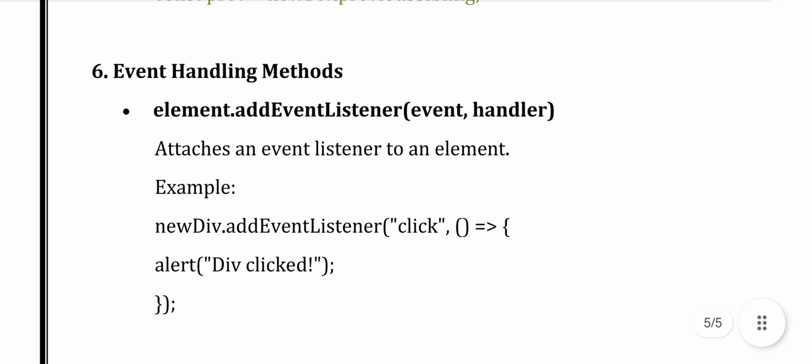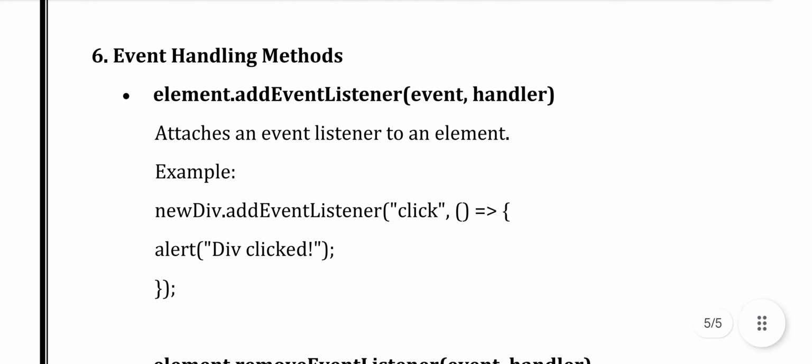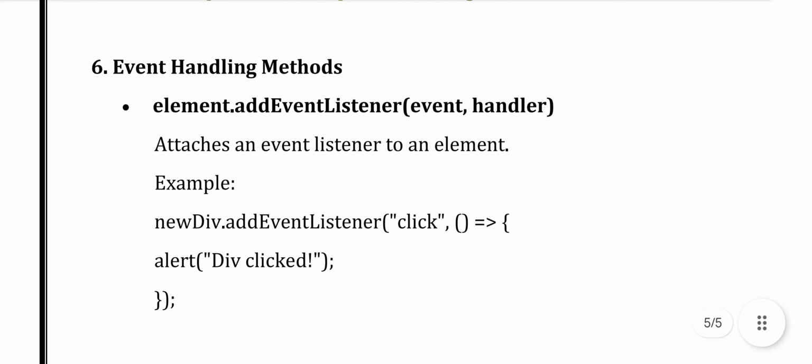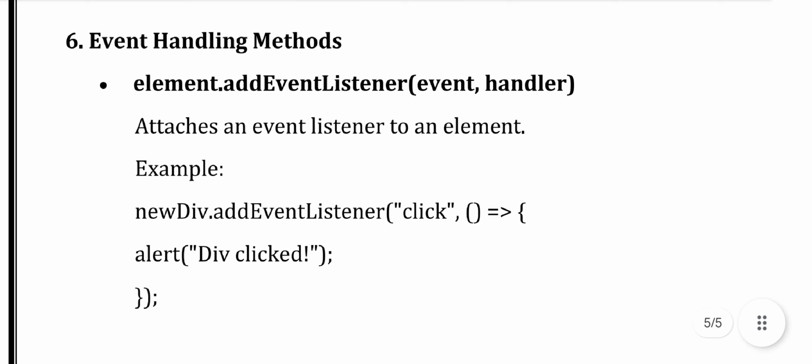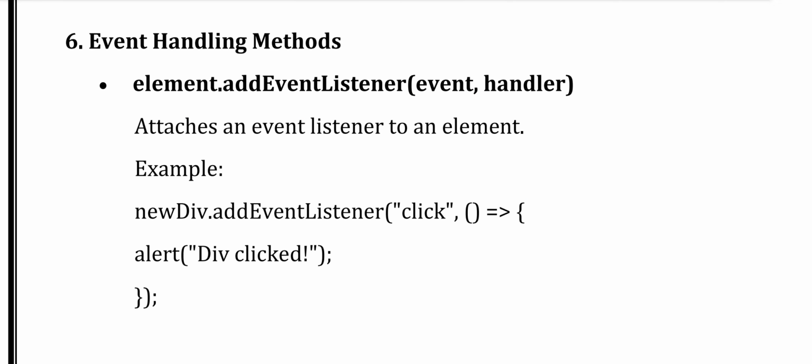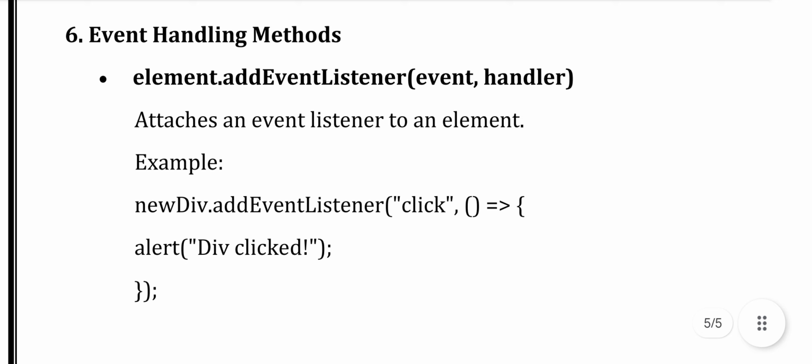So sixth is event handling methods. These methods are used to handle events. Like we have element dot, that element. In this full video we are using a new div example. So here we can add event listeners.